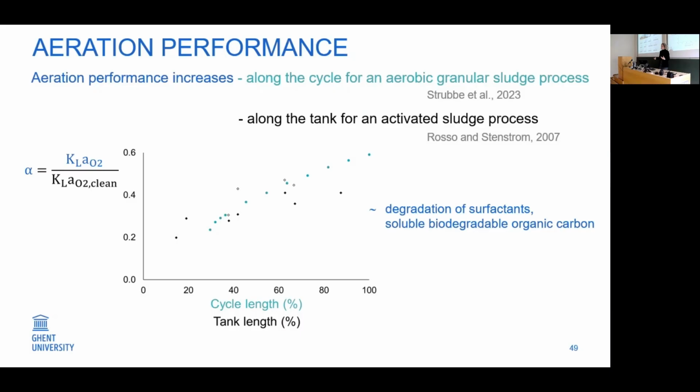We were able to trace back this behavior to the degradation of surfactants, soluble biodegradable organic carbon. The surfactants actually block the access or the diffusion. They attach on the air bubble, and it's more difficult for the oxygen to get out. That's how you can see it. You can also describe that mathematically. And this gives maybe some opportunities for process optimization.